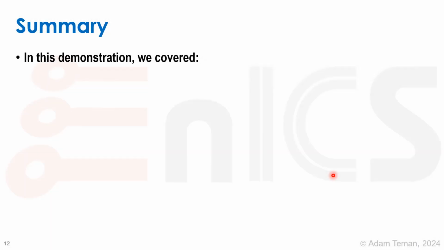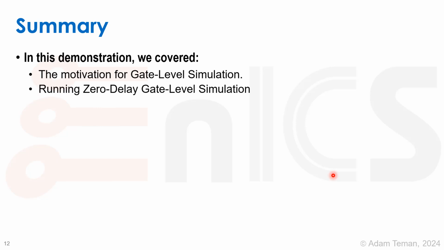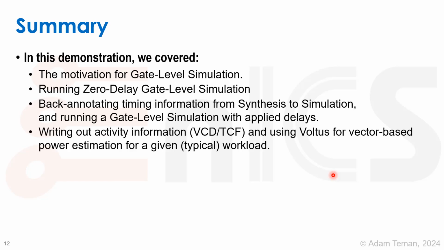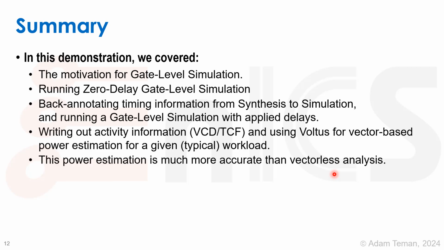To summarize, in this demonstration we covered the motivation for gate level simulation, running zero delay gate level simulation, back annotating timing information from synthesis to simulation, and then running a gate level simulation with these applied delays. And finally, writing out activity information, which is usually a VCD or a TCF file, and using Voltus for vector-based power estimation for a given workload, which is usually a typical type of workload. And remember, this is called static power analysis in Voltus. The power estimation that we ran is much more accurate than the vectorless analysis that was run at the end of synthesis without a vector.